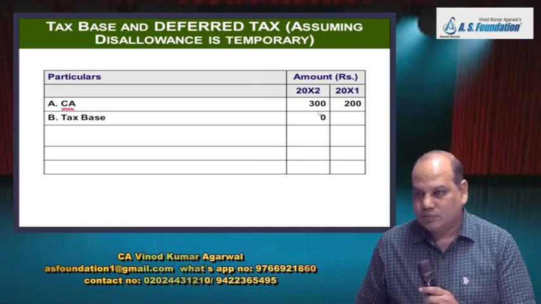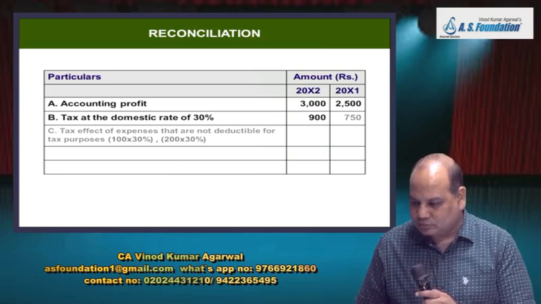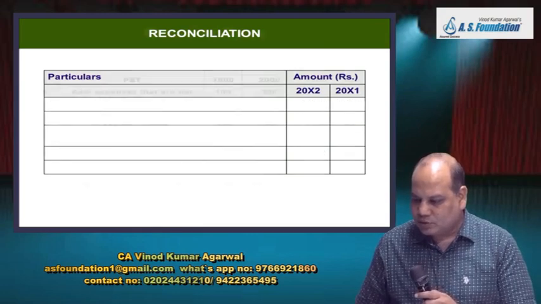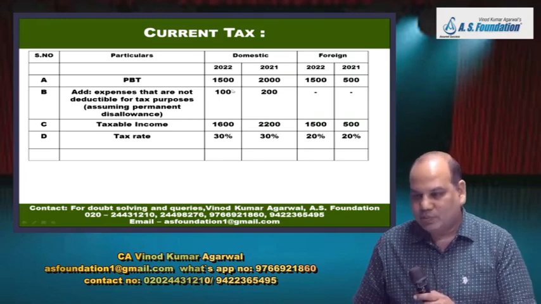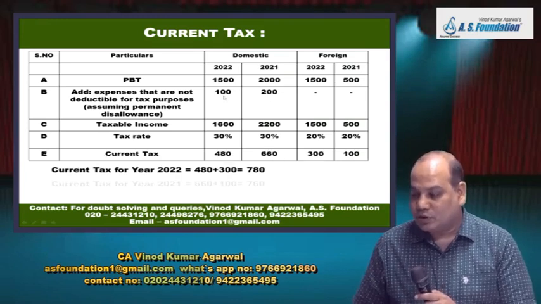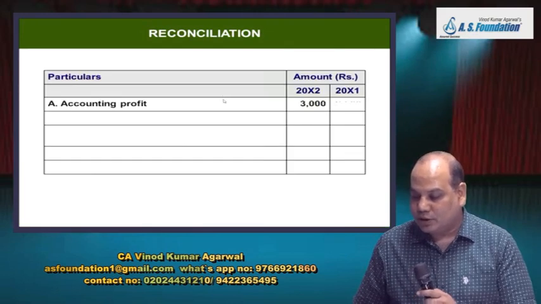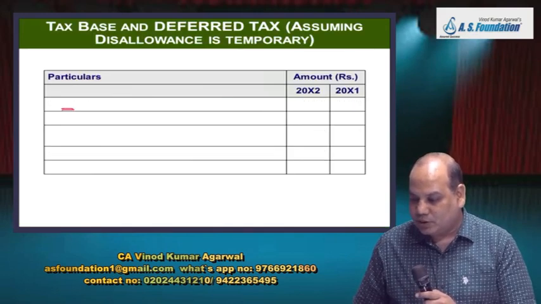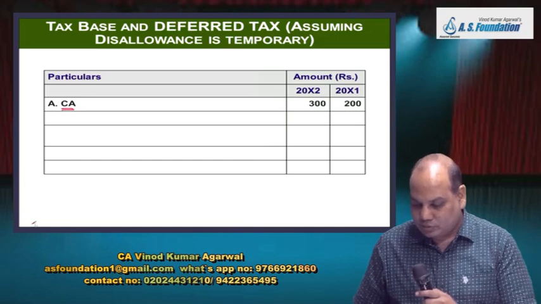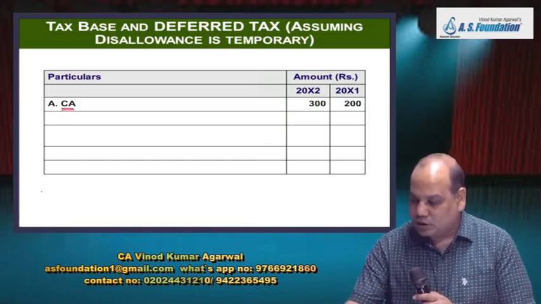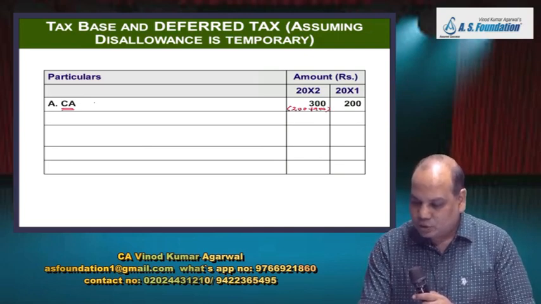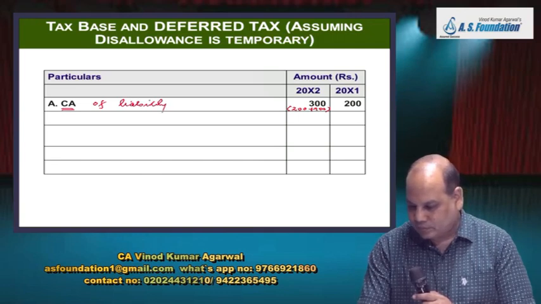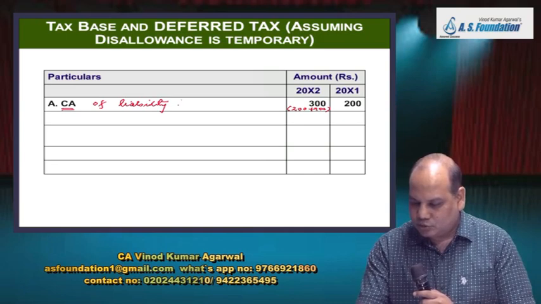100 plus 200. Let me see the original question. How much was the disallowance? 100 and 200. So 200 is the opening balance plus 100 in this year also. So this is the carrying amount of the liability. So the liability will become now 300. Why 300? Write in bracket: 200 opening balance plus 100, carrying amount of liability in SOFP.